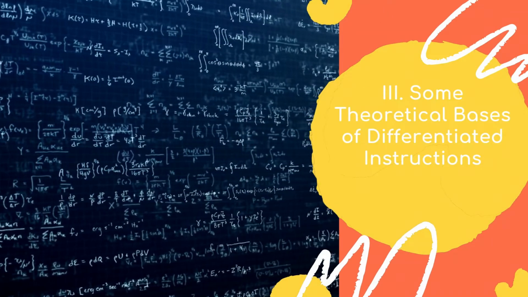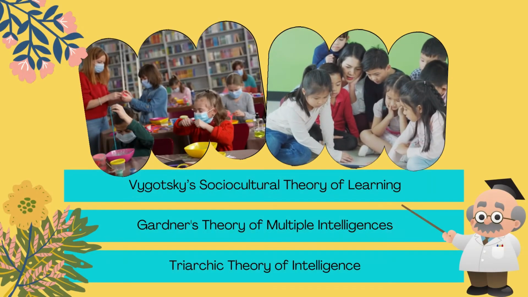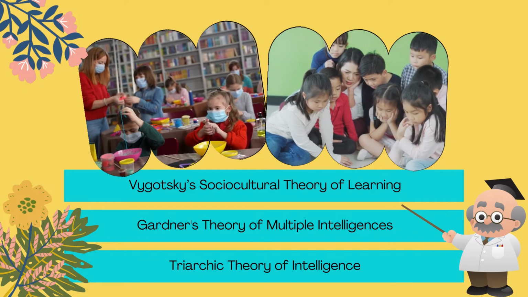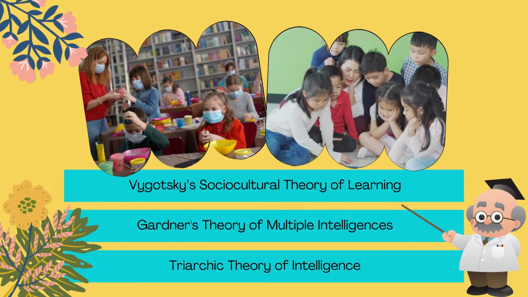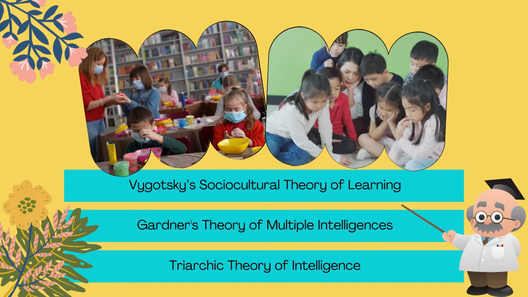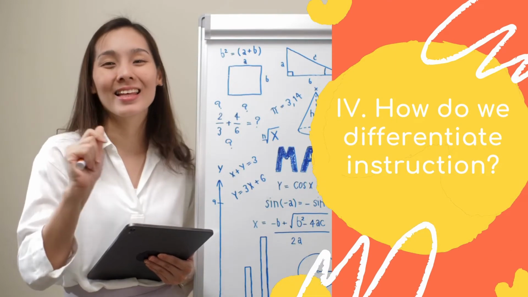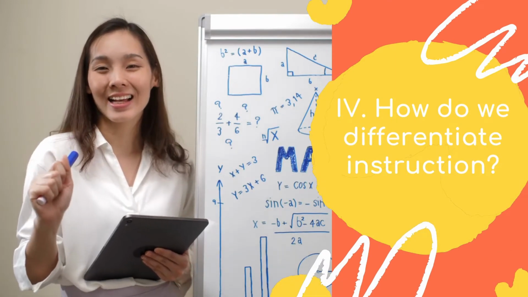Let's identify some theoretical bases of differentiated instruction. First, we have Vygotsky's socio-cultural theory of learning, Gardner's theory of multiple intelligences, and the hierarchic theory of intelligence. So, how do we differentiate instruction?